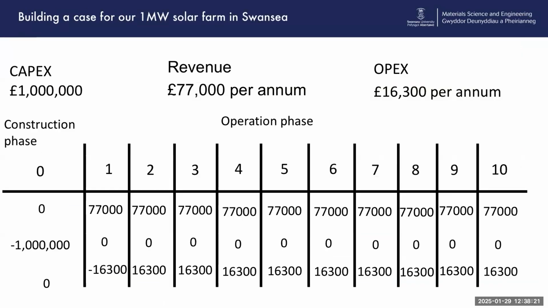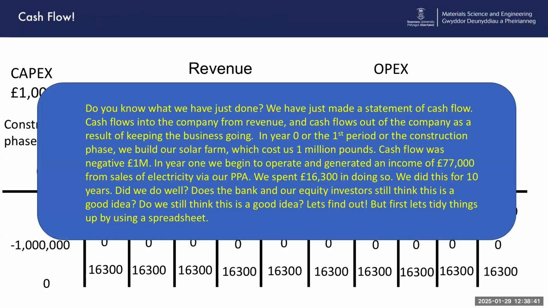I'll give you an example of how cash flow works because we've got a bit of time. Let's just say we're going to build a solar farm. It's going to cost us £1 million. Every year we're going to have a revenue of £77,000, and it's going to cost us £16,300 per annum. I don't know why I chose these numbers. What have we done here? Well, we've just made a statement of cash flow. Cash flows into the company from revenue, and cash flows out of the company as a result of keeping the business going. In year 0, or the first period, we've built it, and it's cost us £1 million. Therefore, cash flows out as a negative. Once we start to operate and generate an income, we generate an income of £77,000 a year from cash sales from a PPA, and we spend £16,300 from doing so.